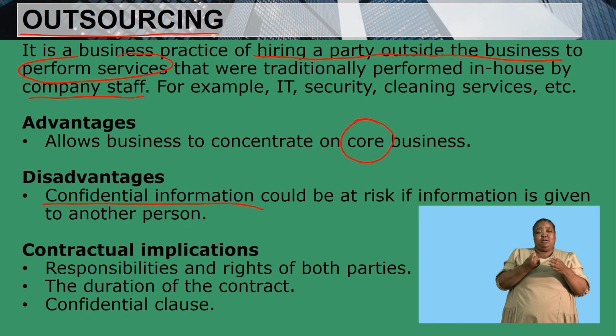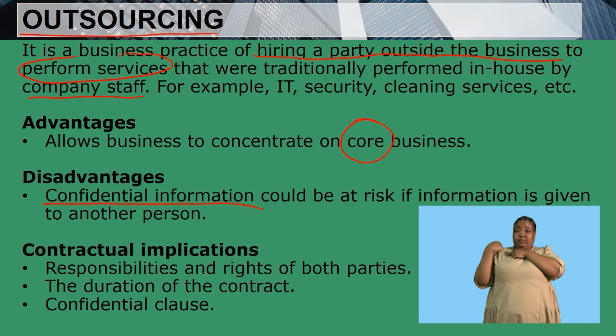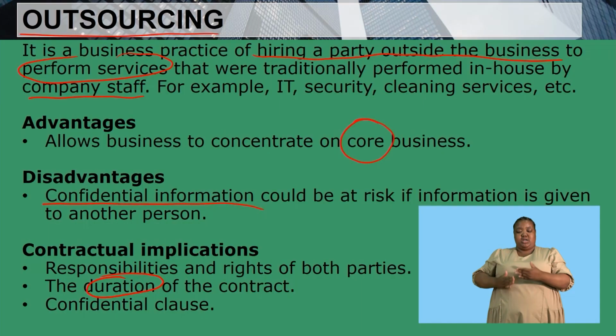Let's then look at outsourcing contractual implications. It says there the responsibilities and the rights of both parties. So it means that both the owner of the company and the company that is being outsourced must know their responsibilities and their rights. And also, they must know the duration of the contract. So it might happen that I hire a security company to guard my business, but the contract must indicate how long they will be there to guard my business.